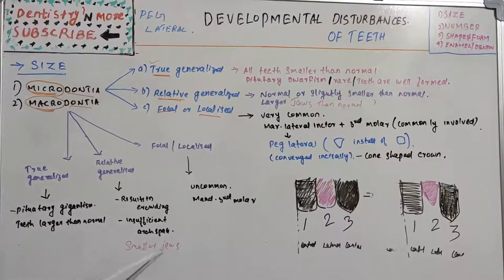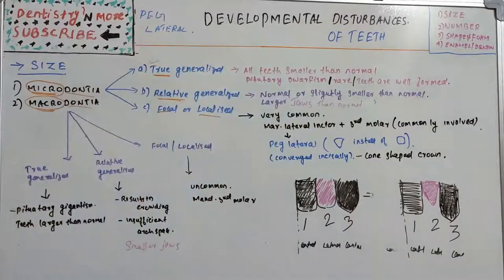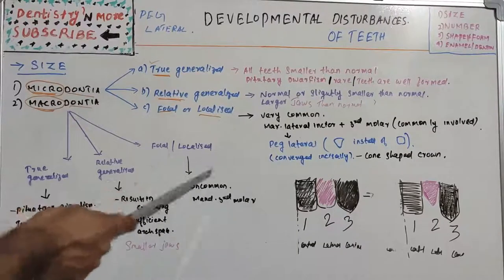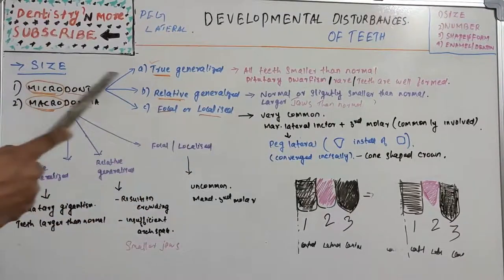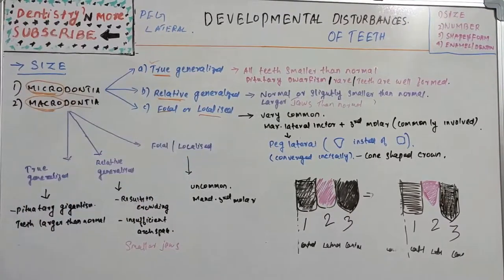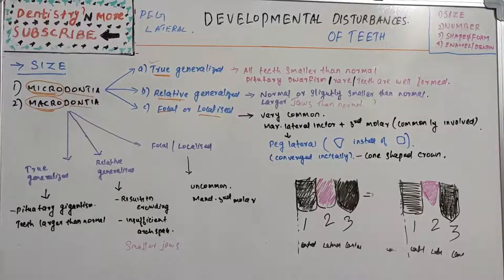So it is because of the smaller jaws. Here it is because of the bigger jaws. And the third one is focal or localized, which is commonly seen in third molar, and it is a very rare condition, unlike the microdontia, which is actually very common. The focal or localized is very common in microdontia, whereas this is a little rare in case of macrodontia.